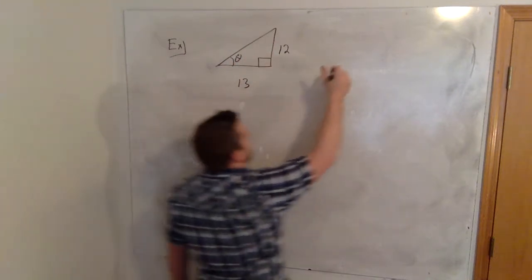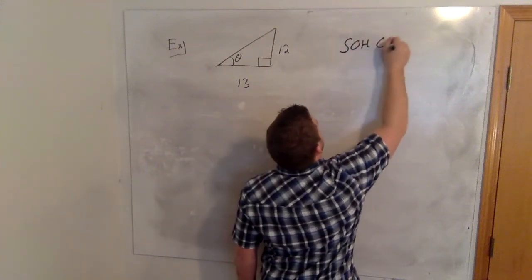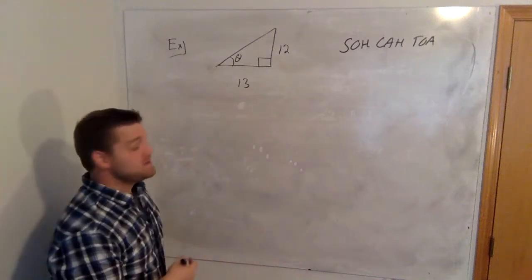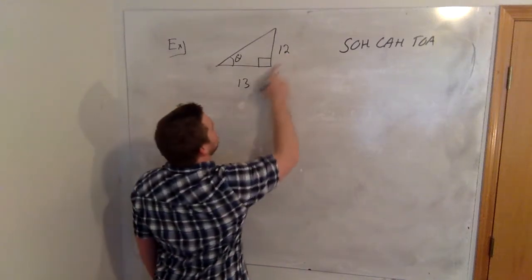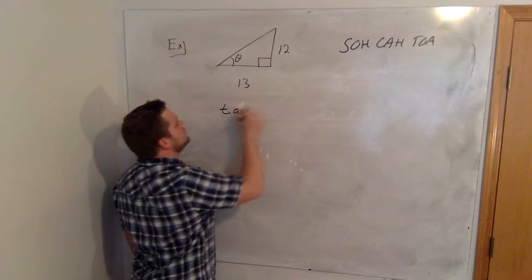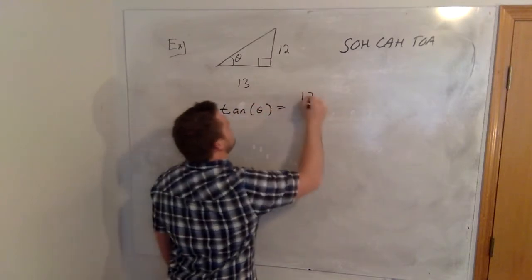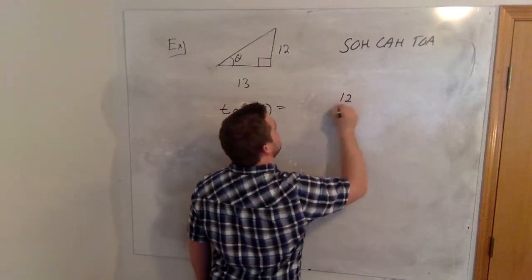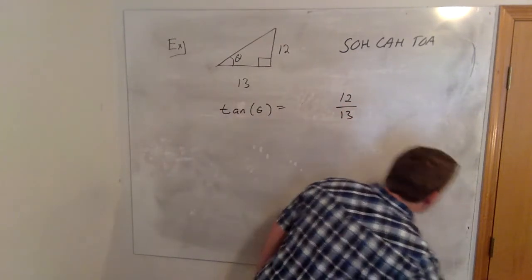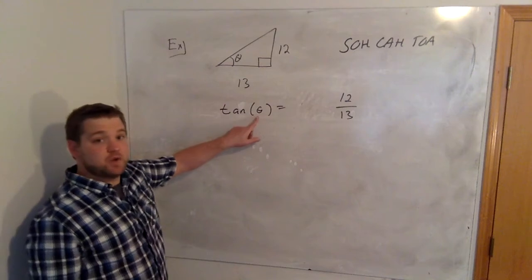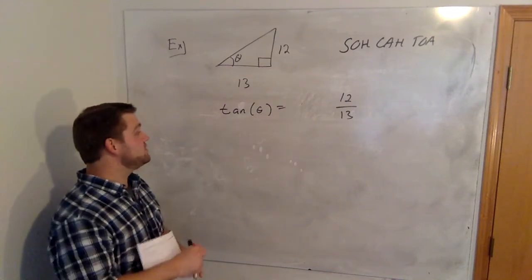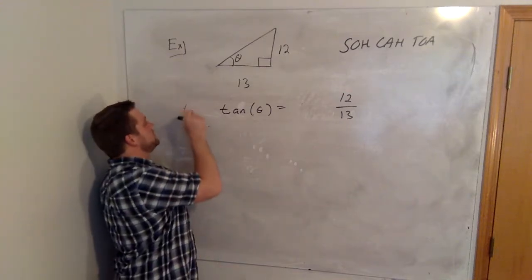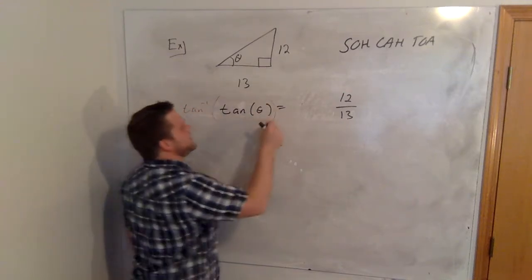So if we're thinking about SOHCAHTOA, then I can set up a trig function that has theta in it. Notice here that we know opposite and adjacent. So we know that tan of theta is equal to 12/13. What we would like to know is what theta is. So we can apply the inverse tangent, or arctan, to both sides.